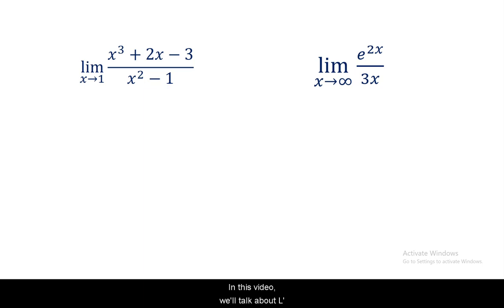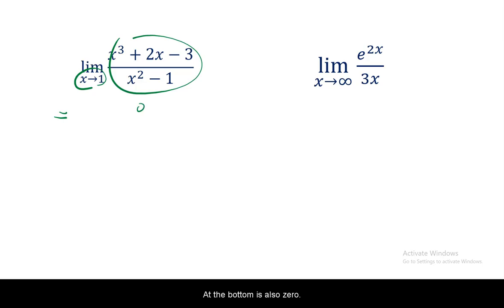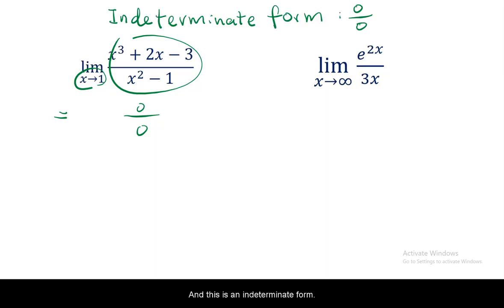In this video, we'll talk about L'Hopital's rule. First, let's look at these two limits. On the left one, if you plug in x equal to 1 into this rational expression, on top you will get 0. At the bottom is also 0. And we have the situation of 0 over 0. And this is an indeterminate form.